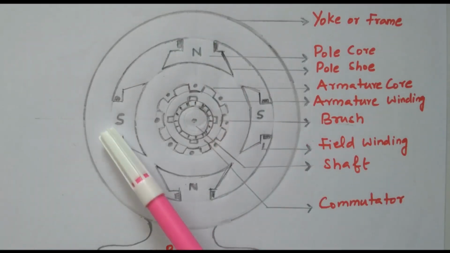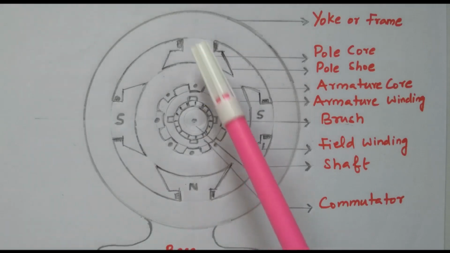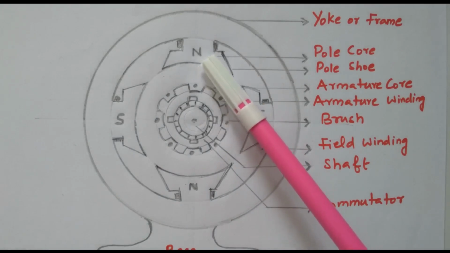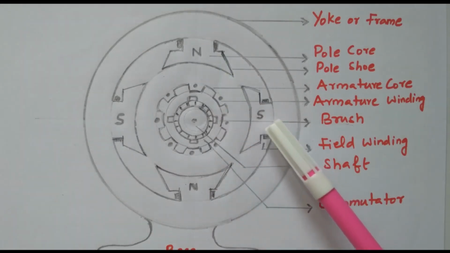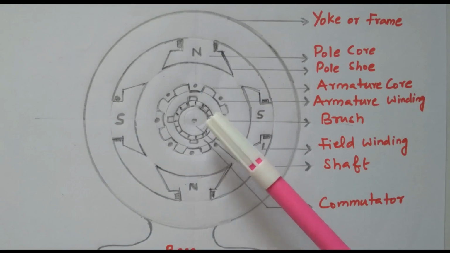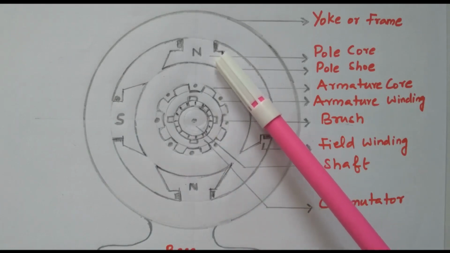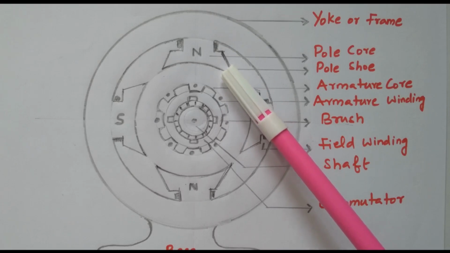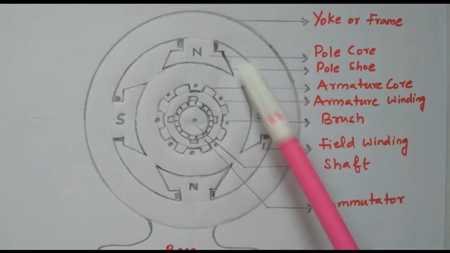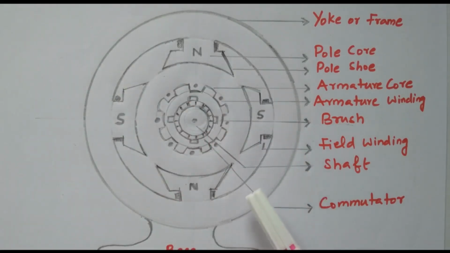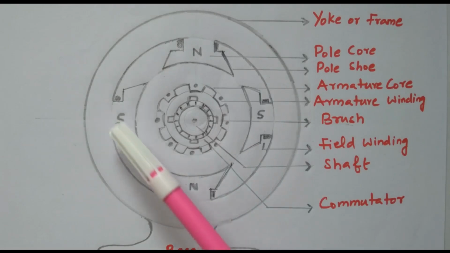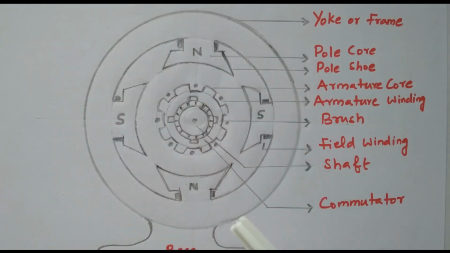Here four poles are available. These two are N poles and these two are S poles. The direction of the windings is given in such a way that this will produce an N pole, this will produce an S pole, this will produce an N pole and this will produce an S pole. So these field windings are available on the pole core over the pole shoe. When the excitation is given, it becomes a magnet, called an electromagnet. So the stationary part, the field winding, will produce the magnetic flux when the excitation is given. N poles and S poles are available alternately.